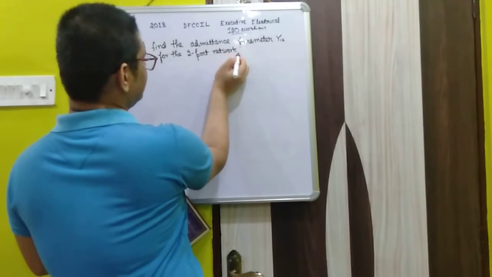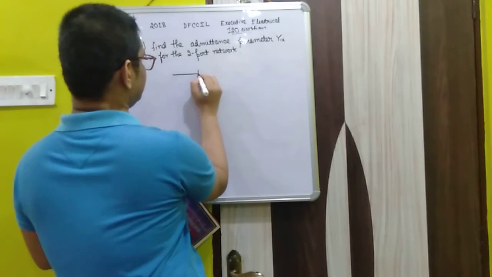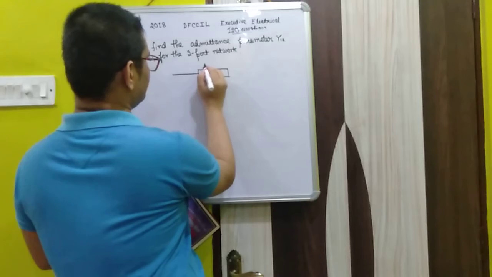So here is the circuit given in the examination. So this is the circuit. This is 200 ohm.